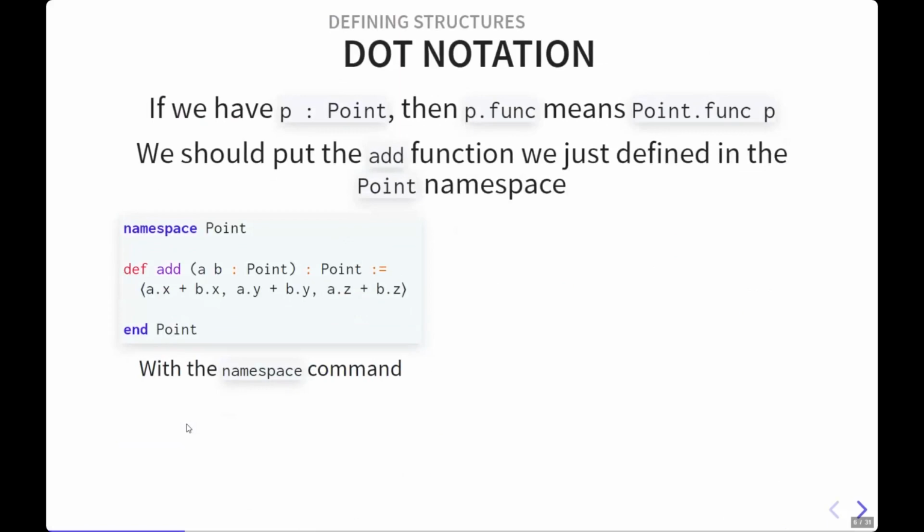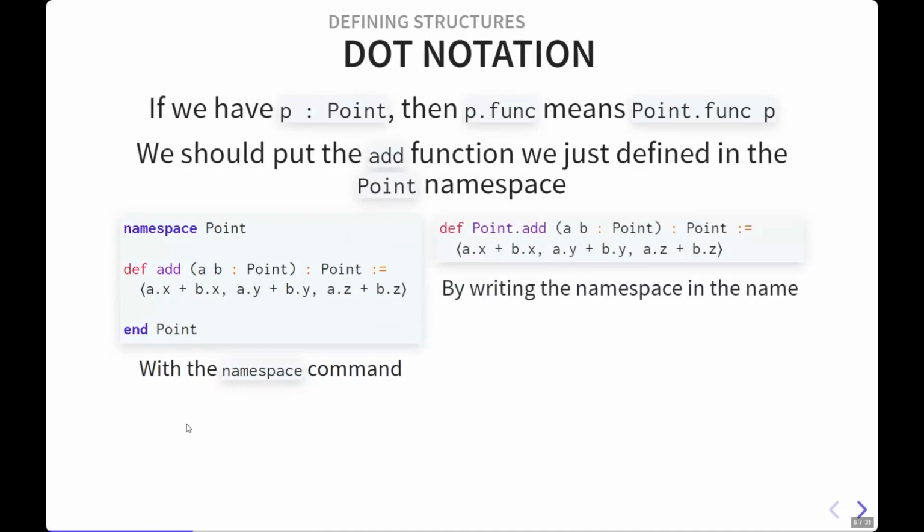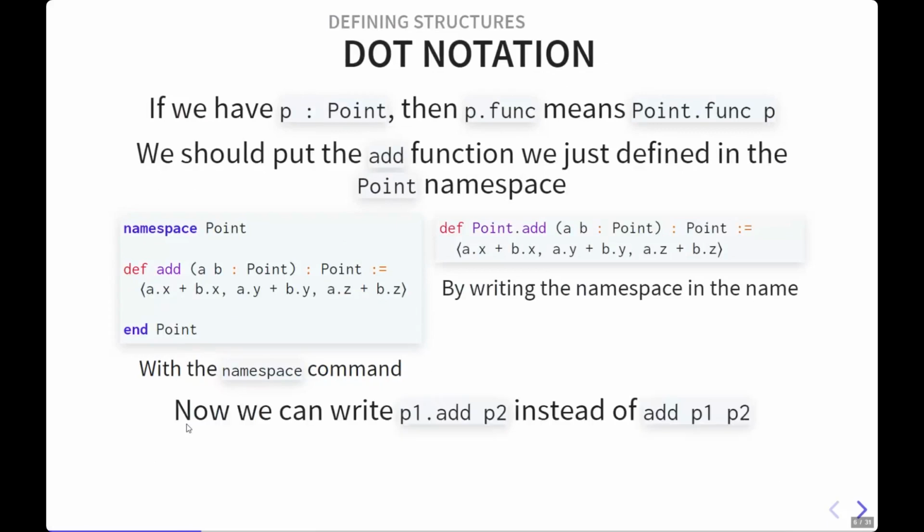This addition function we wrote, we would normally put it inside a namespace that has the same name as the type we're working with. So here, the type is called Point. So we put this add function inside the Point namespace. And we can either do that by just putting it between the word namespace and end, or we can directly just call it def Point.add in the definition. The reason we're doing this is that if it's in the namespace, then when you write p1.add p2, that is translated to Point.add p1 p2. So it reduces the length of the names without you having to call your function add, which someone else might have wanted to call add.